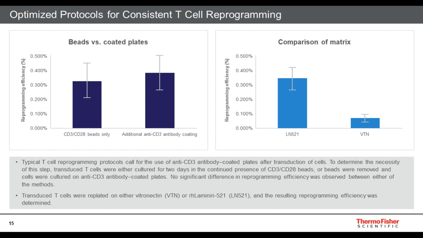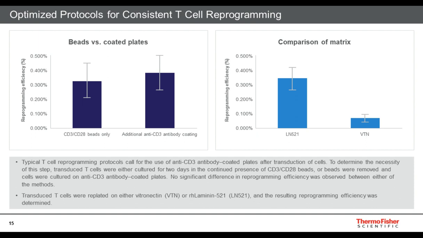classical CD3 antibody coating. We also wanted to arm you with information about utilizing different matrices for growing your cells. We have a recombinant laminin 521, and we also have vitronectin as part of our cell therapy systems products that we can offer you when you're translating to the clinic to file your IND. As you can see, the laminin 521 has a slightly better reprogramming efficiency than vitronectin, but they both work very well.